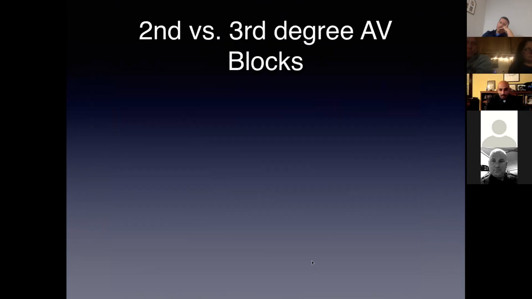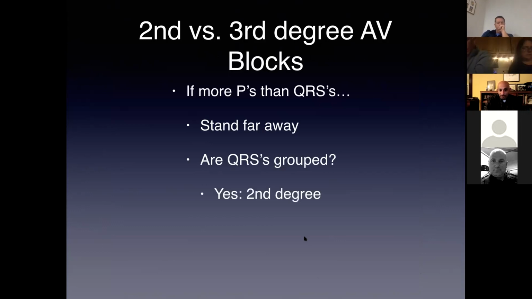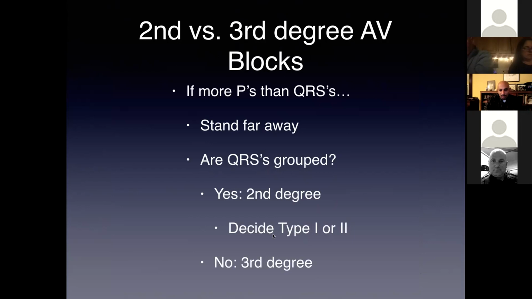Let me show you another way that I do it. If there are more P's than QRSs, stand far away from the EKG and ask yourself, are the QRSs grouped or not? In other words, you have groups of QRSs and then pause gaps between them, or are the QRSs regular? If the QRSs are grouped, then it's one of the second degree blocks and you can narrow it down from there. And if the QRSs are not grouped, it's third degree.